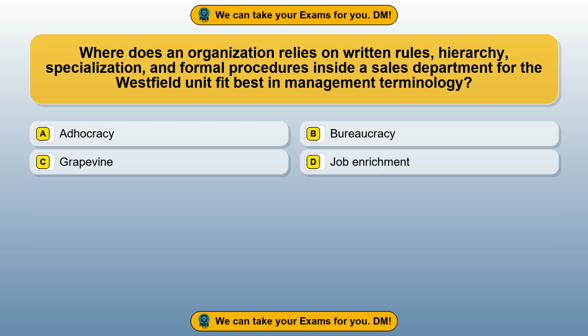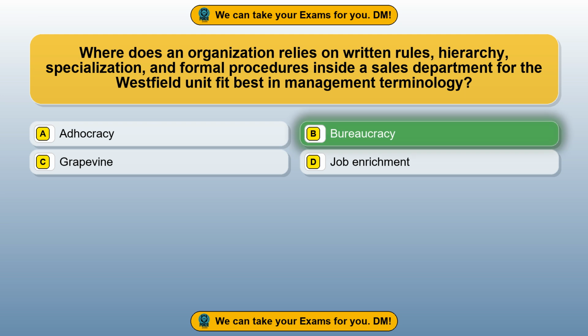Question 82. Where does an organization that relies on written rules, hierarchy, specialization, and formal procedures inside a sales department for the Westfield unit fit best in management terminology? Option A, adhocracy. Option B, bureaucracy. Option C, grapevine. Option D, job enrichment. The correct answer is option B, bureaucracy.